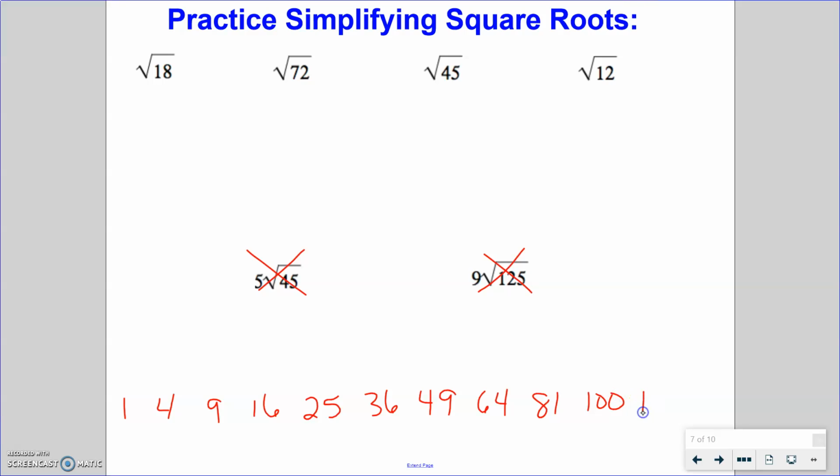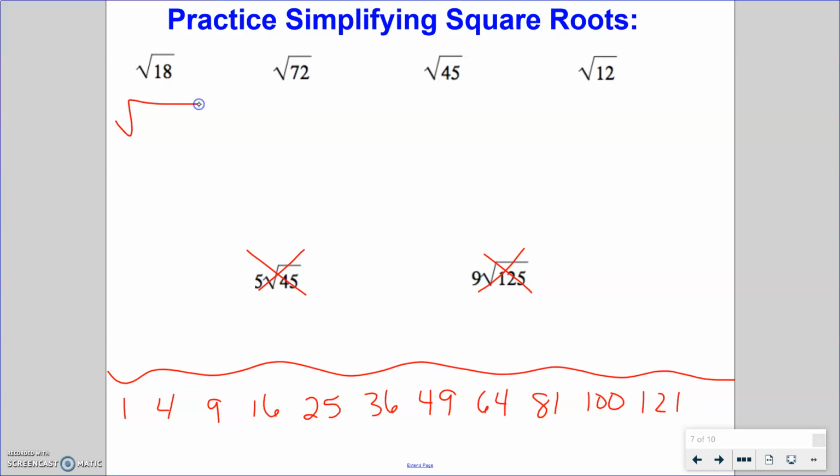11 times 11 is 121, but usually you don't use that one. So those are all my perfect squares. Here's what your goal is. You're trying to look at these square roots and figure out what's the largest perfect square that the number underneath the square root divides by nicely. So here's what I mean by that.